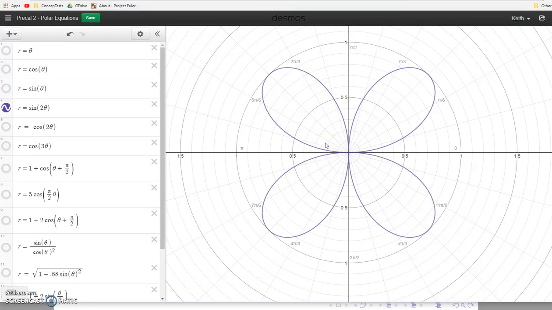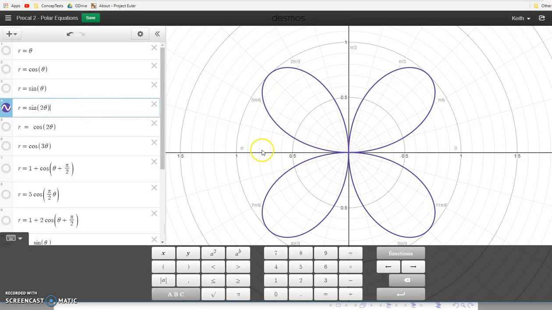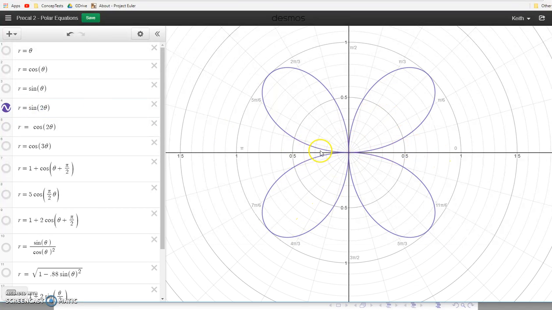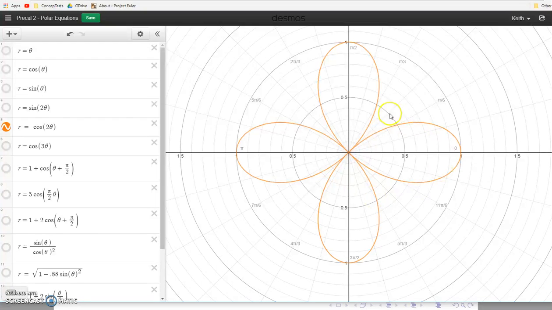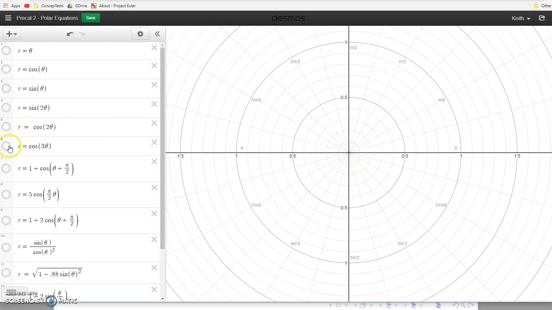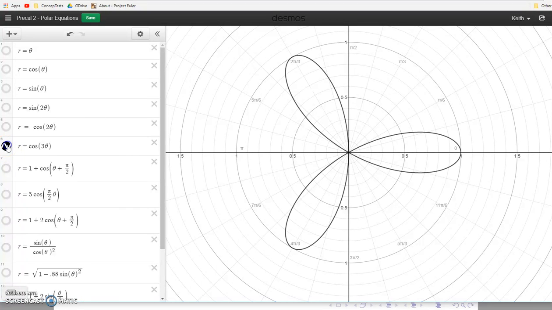You have to use some very not nice angles. I mean, you can do pi over 12 and that sort of thing, but I think you need more than that to really nail down this behavior. But yeah, that's sine 2 theta. Cosine 2 theta is another 4-leaf clover, just oriented differently. And you would expect maybe 3 theta to be a 6-leaf clover, but no, hilariously enough, that's a 3-leaf clover. And that has a little bit, I think, to do with the double angle formula, something like that.